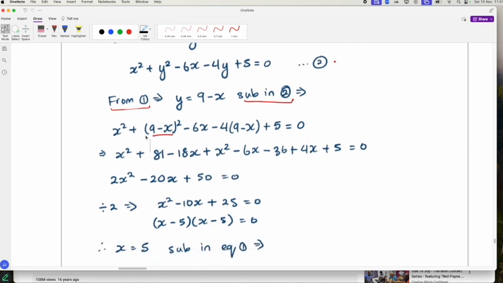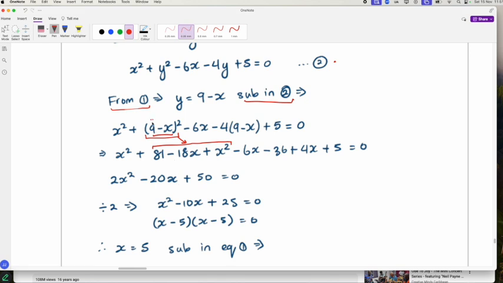Of course, I do have to expand this out. So when I expand this out, I'm going to get x squared plus 81 minus 18x plus x squared. Right? And you can square the two terms.